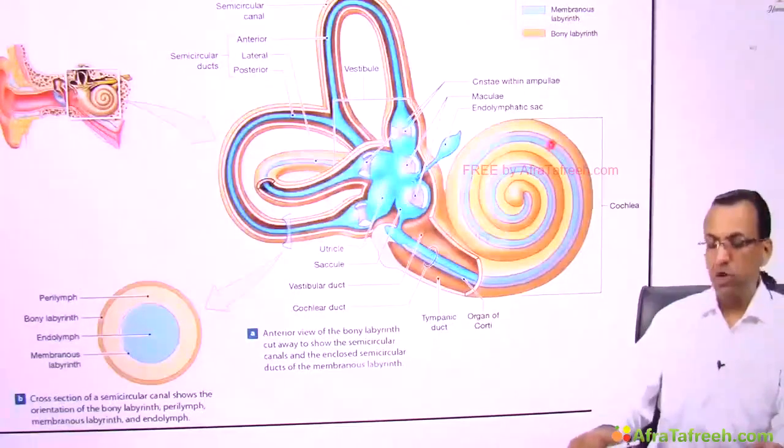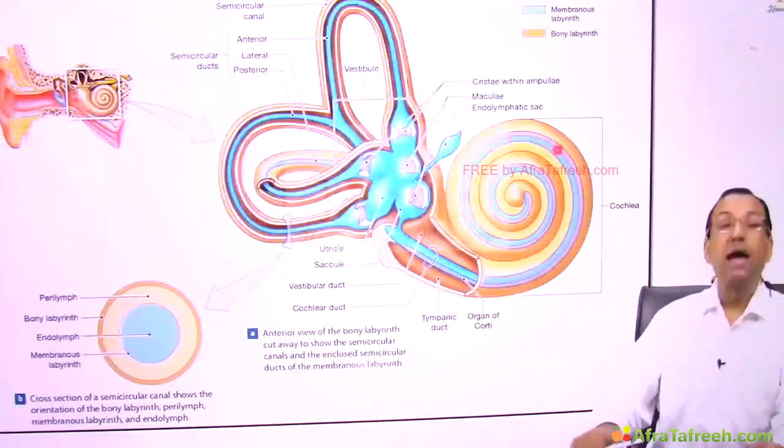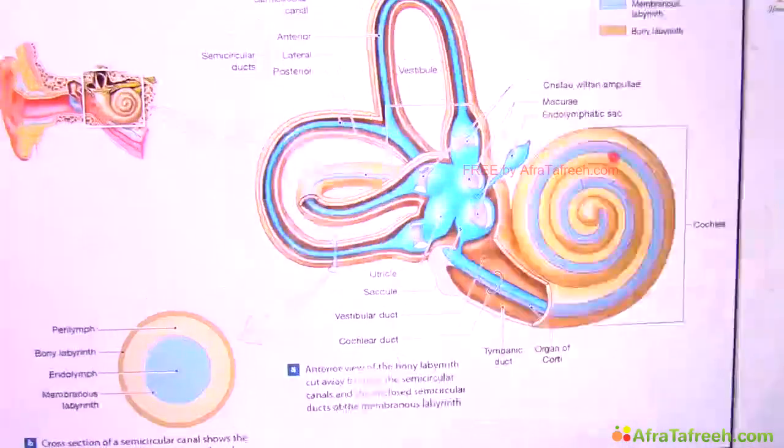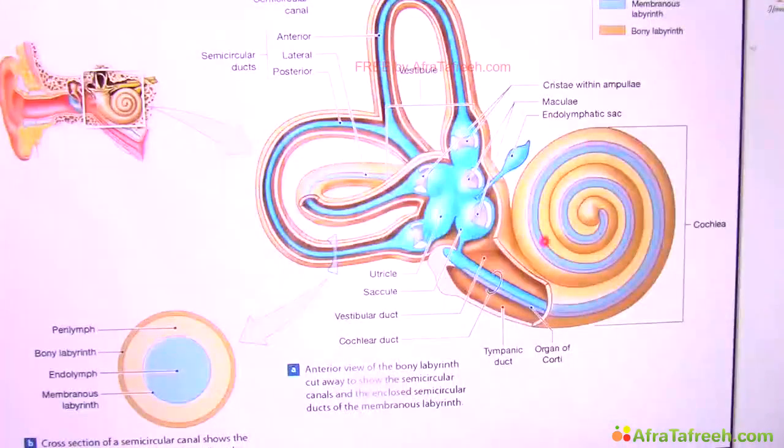What is between the two? Perilymph. And what is inside the membranous labyrinth? Endolymph. You will also see that there is the cochlea. How many turns does the cochlea have? The cochlea has around 2.75 turns. What is 2.75 turns? More than 2.5, reaching three turns. Okay, then what else?